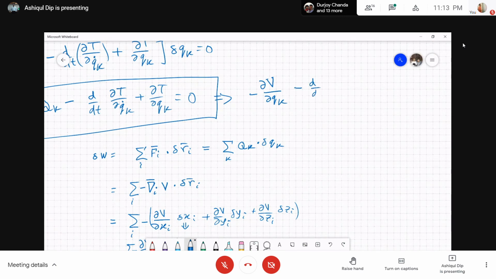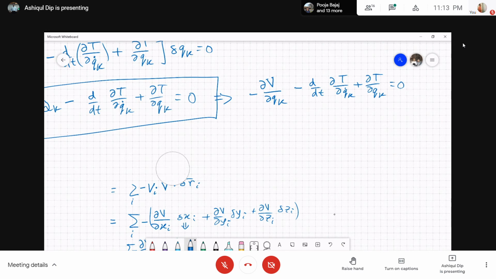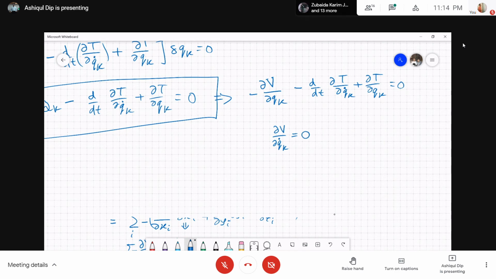minus d/dt delta T by delta qk dot plus delta T by delta qk equals 0. So this is our reduced new equation, when the system is derivable, when all the forces in the system are derivable from a single potential. Potential is a function of coordinate, so if you take the derivative with respect to the velocity, delta v by delta qk dot, this is 0, right? Potential is not a function of velocity, so we can add a 0 term on both sides.